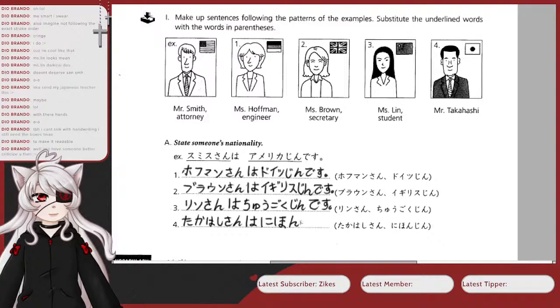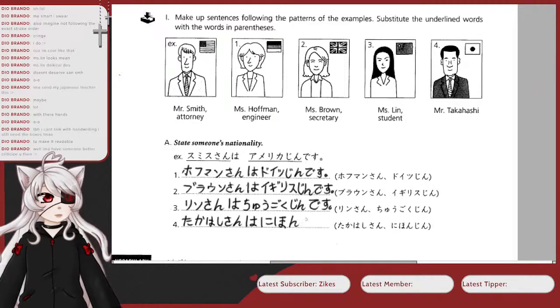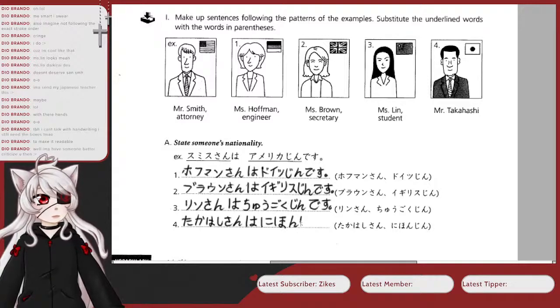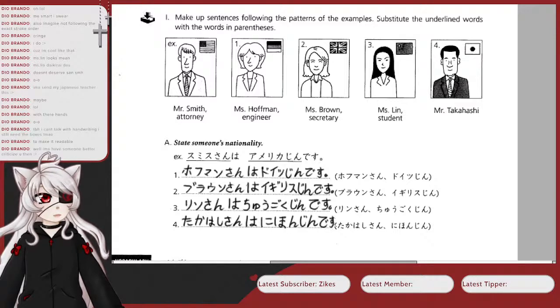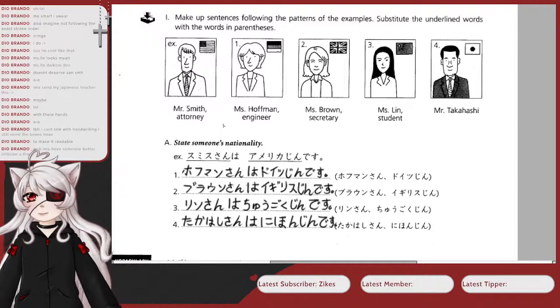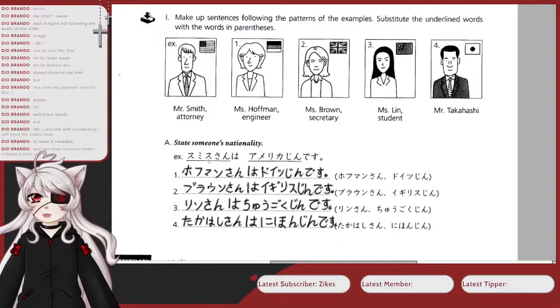I'm gonna have someone better criticize you then. I mean, you don't have to. You could just let me live. With my terrible handwriting. Yes. There we go. My wonderful handwriting.